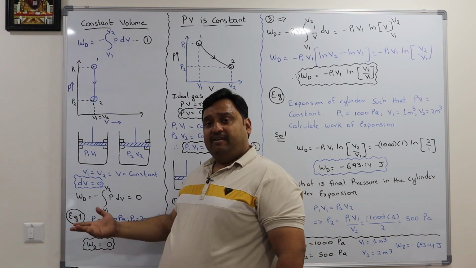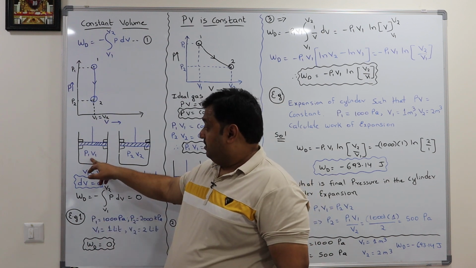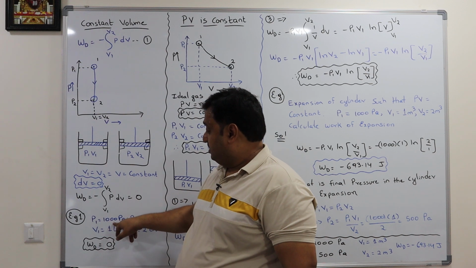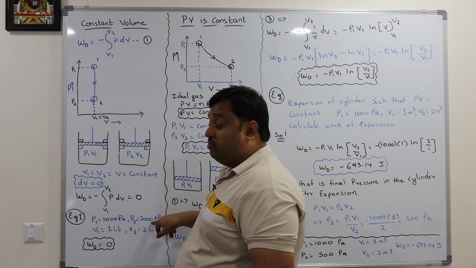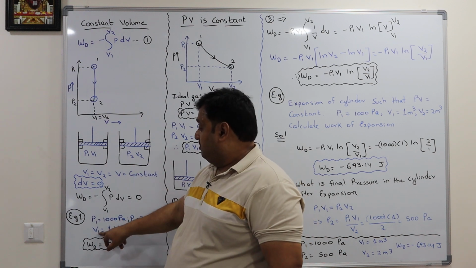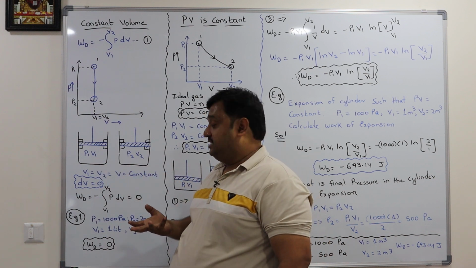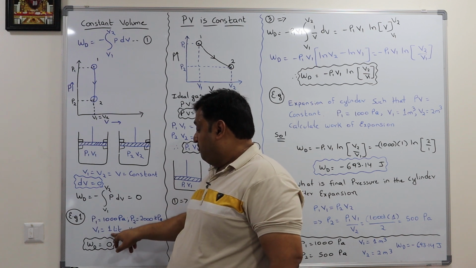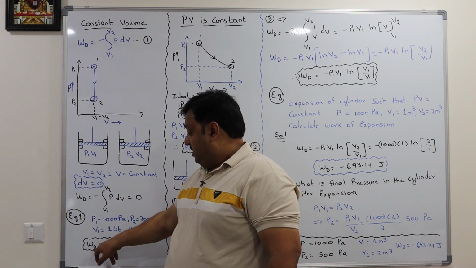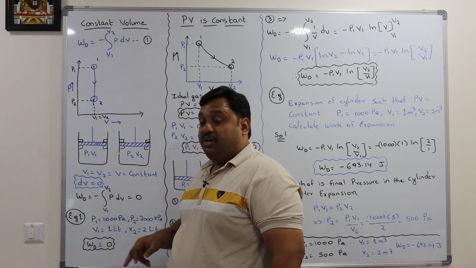For example, for state 1, the initial pressure is 1000 pascals and the final pressure is 2000 pascals. The initial volume is 1 liter, and the final volume is also 1 liter. In such cases, even though pressure is changing, volume is not changing. So the displacement work is equal to 0.